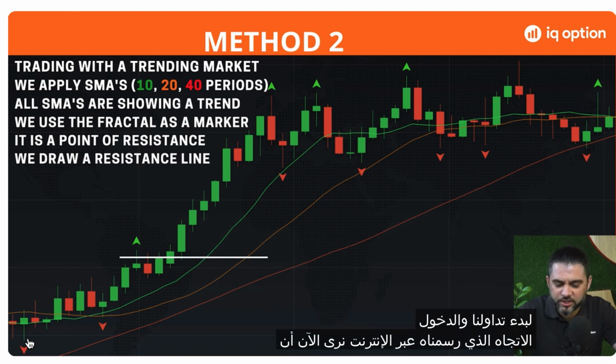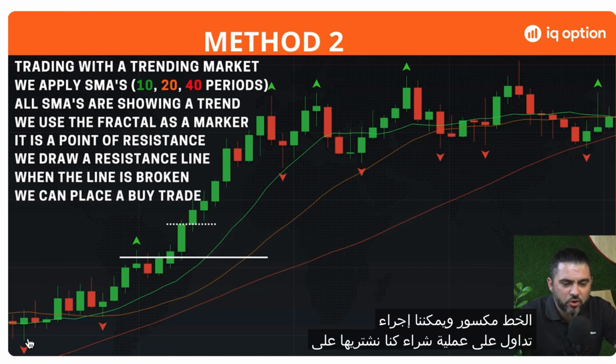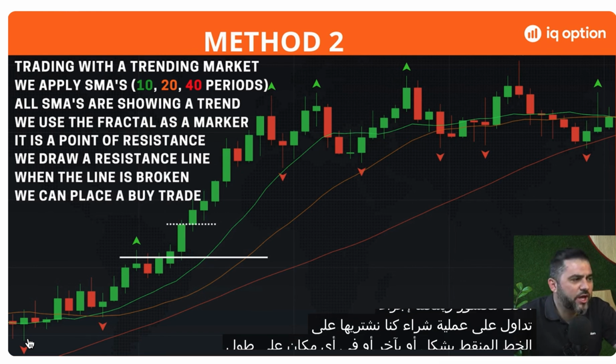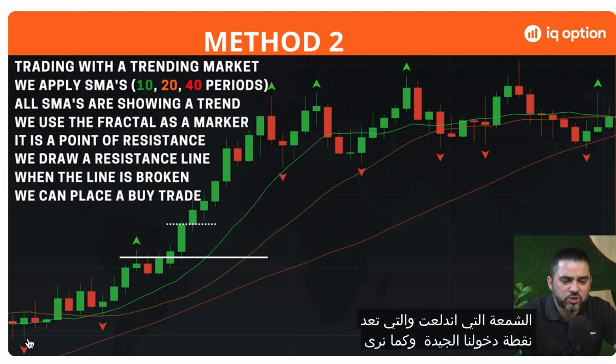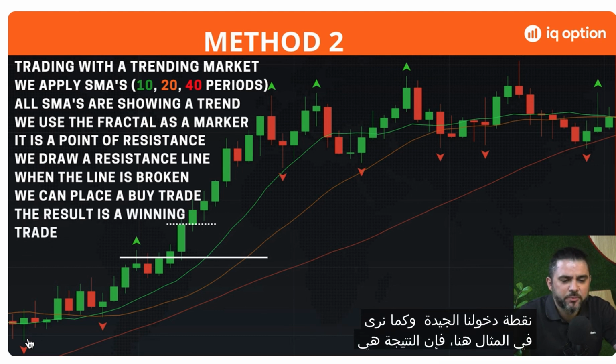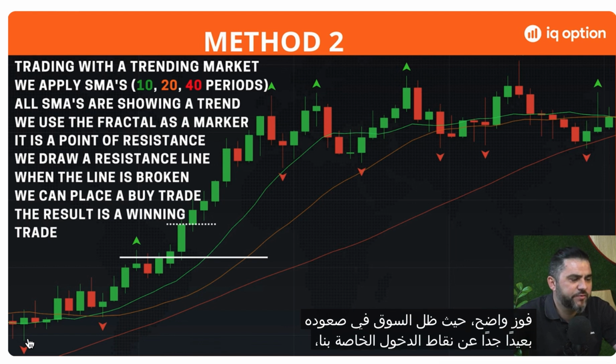We drew our line in, we now see the line is broken and we can place a trade on a buy. We'd buy it on the dotted line more or less, or anywhere along the candle of the one that broke out. That's our good entry point. And as we can see with the example here, the result is a clear win. The market kept on climbing, stayed very far away from our entry point.